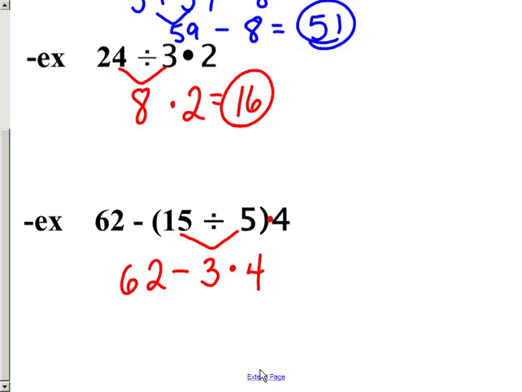Do I have any more grouping symbols? No. Exponents? No. Multiplication or division? Yes. So I'm going to do this multiplication. 3 times 4 is 12. And 62 minus 12 is all I'm left with, and that is 50.